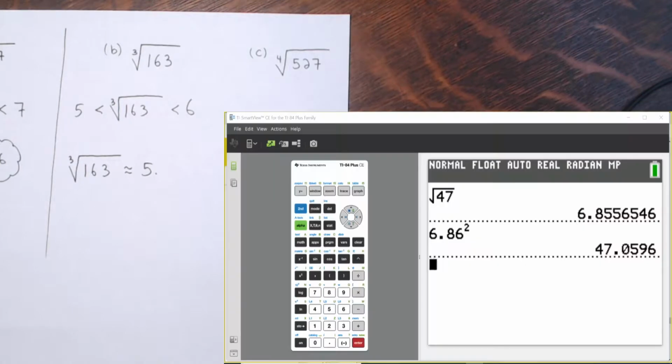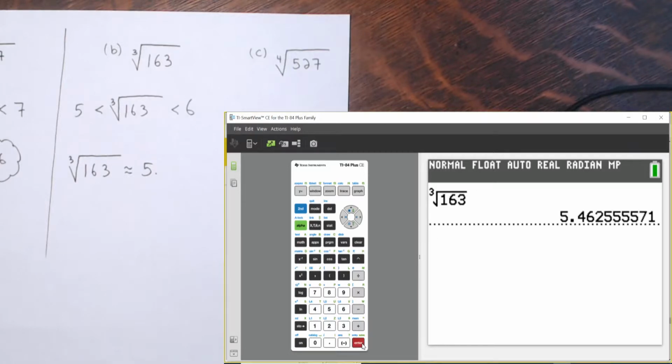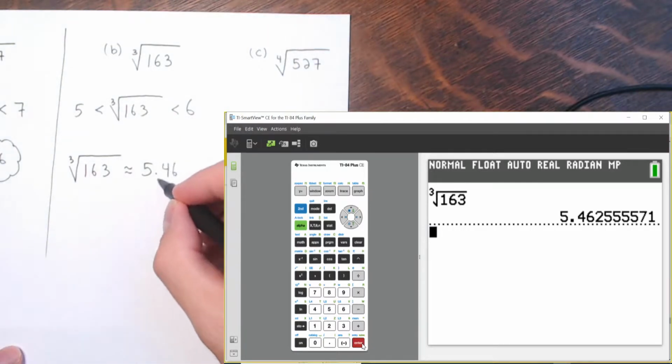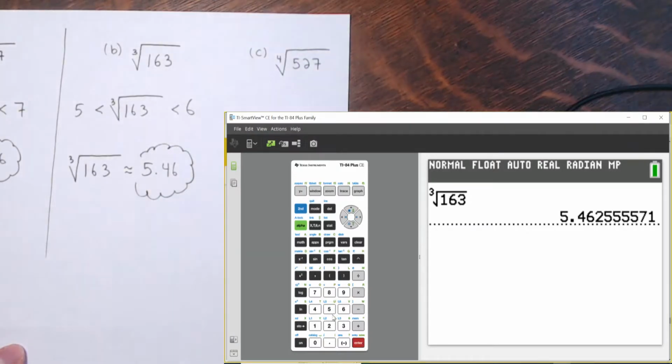All right, so we got the cube root of 163. It's 5.462. So I don't need to bump up the second digit. It's just 5.46 when I round it to the nearest hundredth, the 2 decimal places. And let's test it out real quick. Take 5.46, raise that to the third power, and see if I get something close to 163. And indeed, that is close to 163.